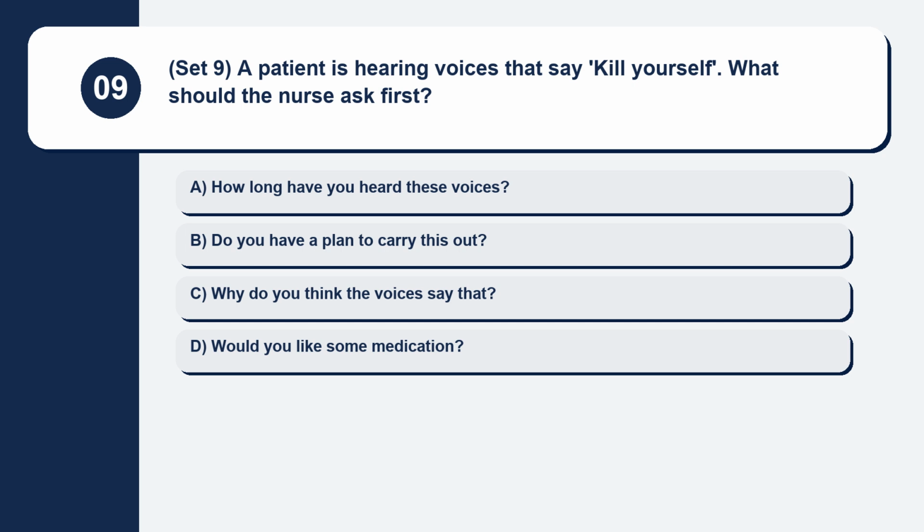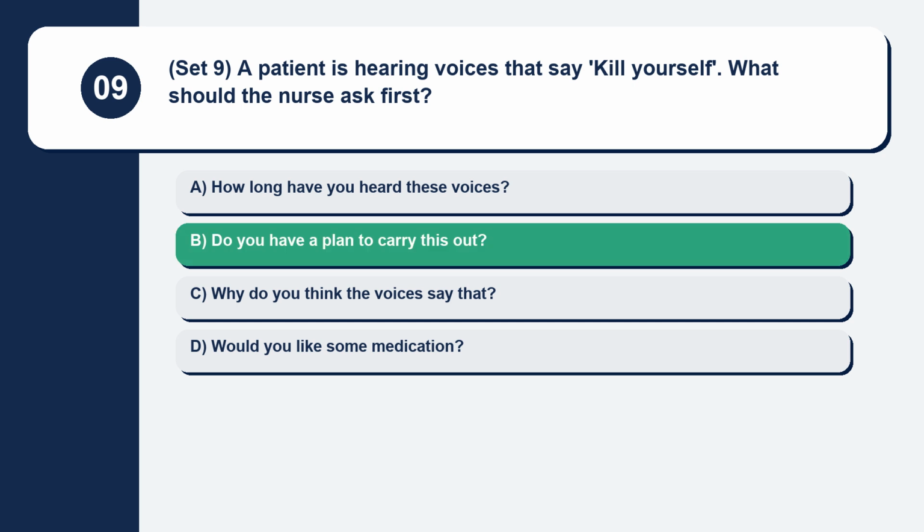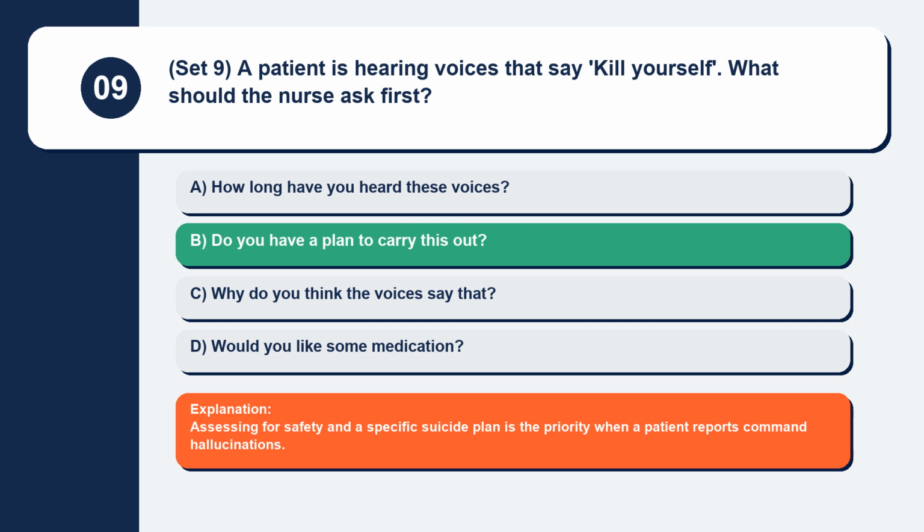Question 9. Set 9. A patient is hearing voices that say, "Kill yourself." What should the nurse ask first? How long have you heard these voices? Do you have a plan to carry this out? Why do you think the voices say that? Would you like some medication? Assessing for safety and a specific suicide plan is the priority when a patient reports command hallucinations.